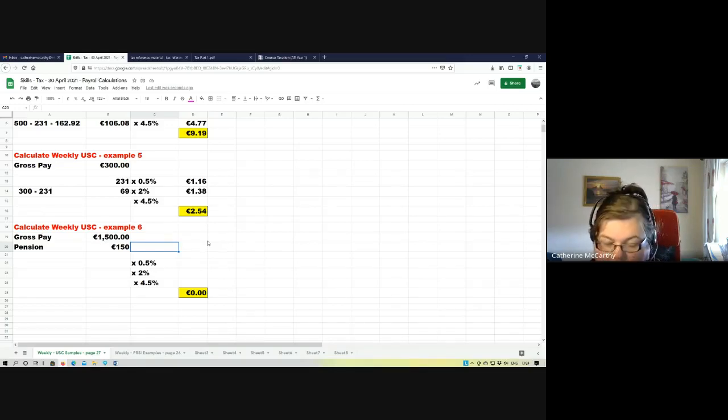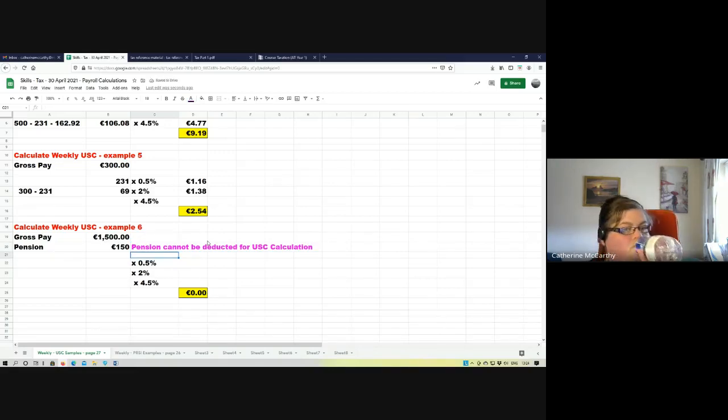But the important thing here is, pension cannot be deducted for USC calculation. So that means our USC will be based on the full €1,500. You can never deduct the pension for USC. You can never deduct the pension for PRSI. It's only for tax you can deduct the pension.